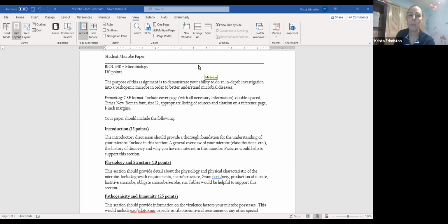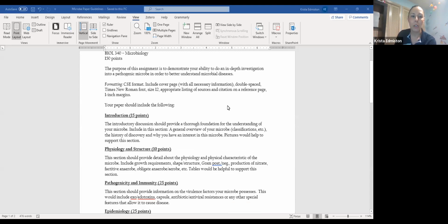So let's talk about the paper first, and then we'll talk about the presentation, because really those go hand in hand. The presentation is much shorter than the paper, so it's just presenting information you found for your paper, but in a little bit more concise fashion. So let me go through each one of the sections on there. Okay. So this is about your specific microbe. This is nothing to do with the unknown project. This is the microbe you're going to pick on that lovely list I have posted.